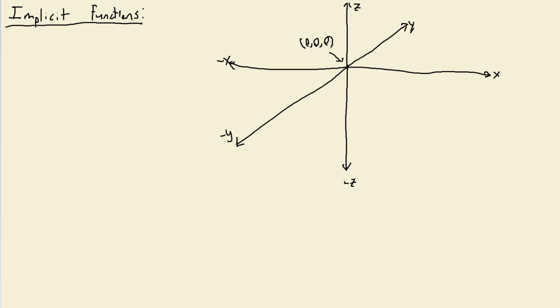But let's see what happens when we restrict our domain to just the points which satisfy the condition z is equal to x squared plus y squared minus 1.